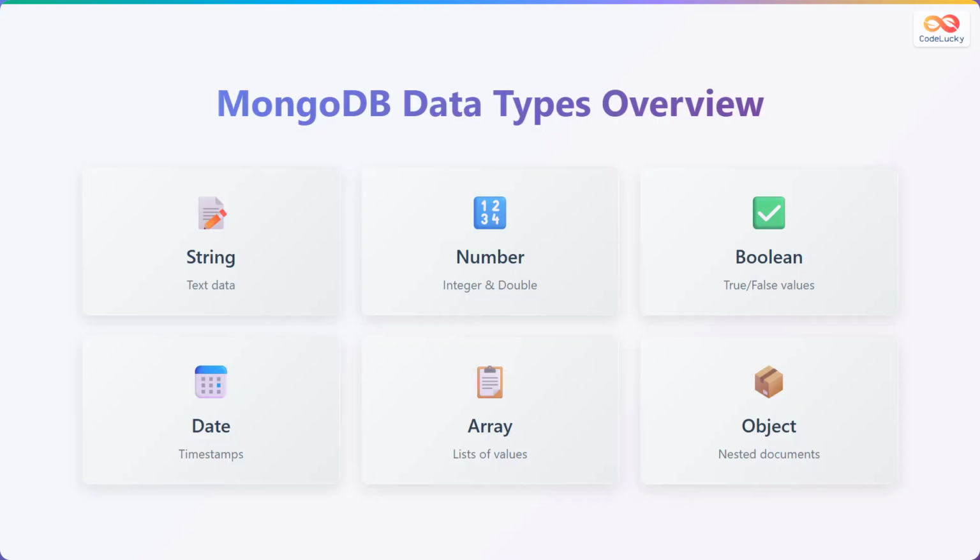Here's a quick overview of the key data types in MongoDB. We have strings for storing text, numbers which include both integers and doubles, Booleans for true or false values, dates for storing timestamps, arrays which are lists of values, and objects which allow for nested documents.